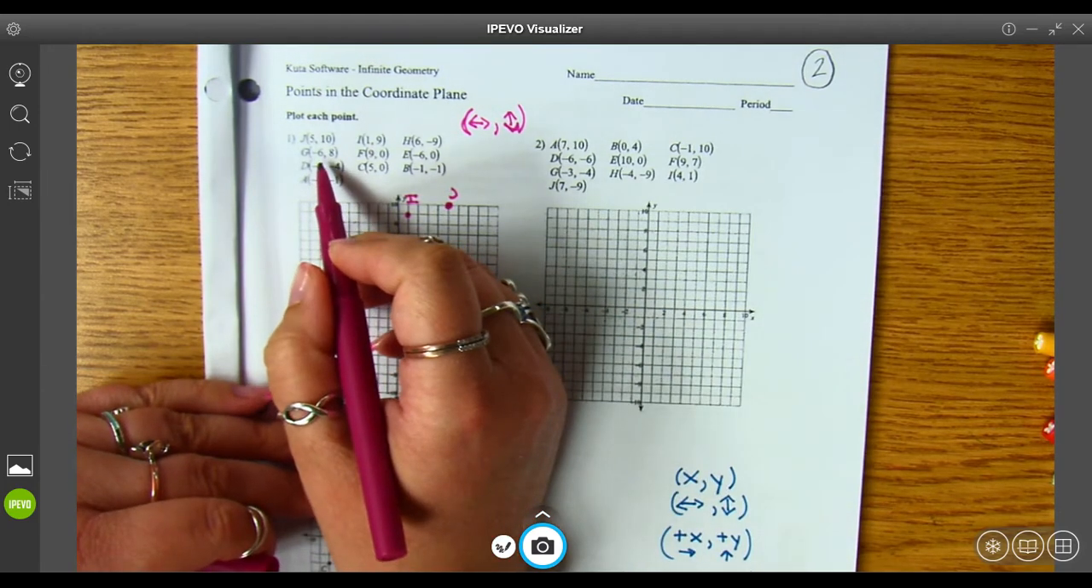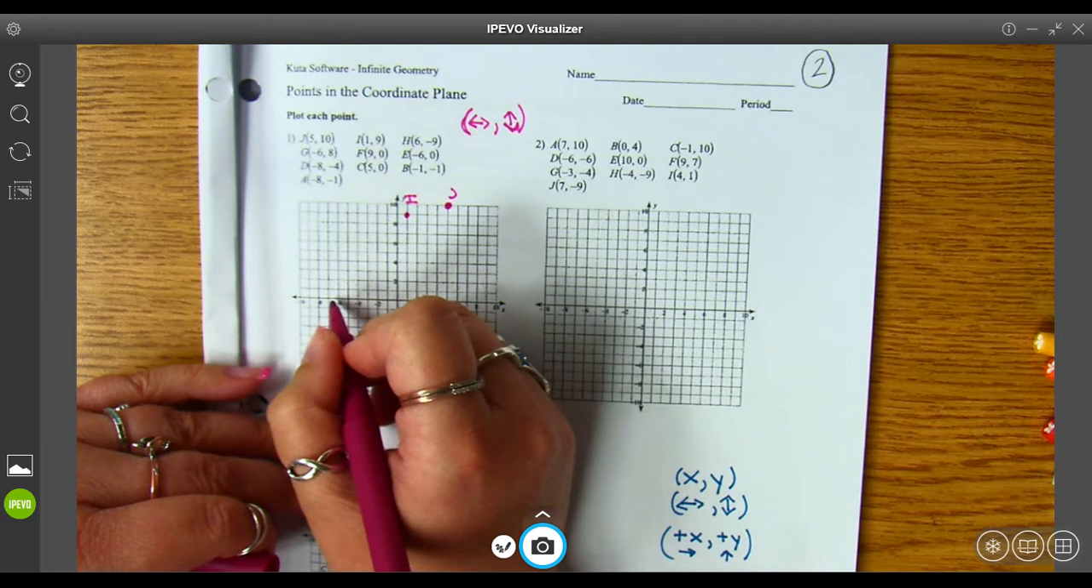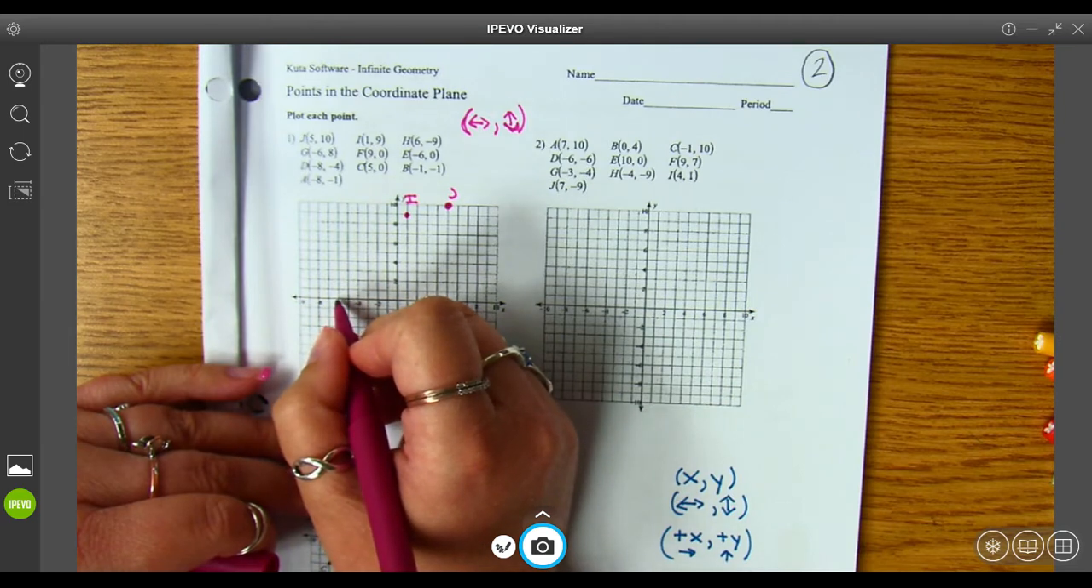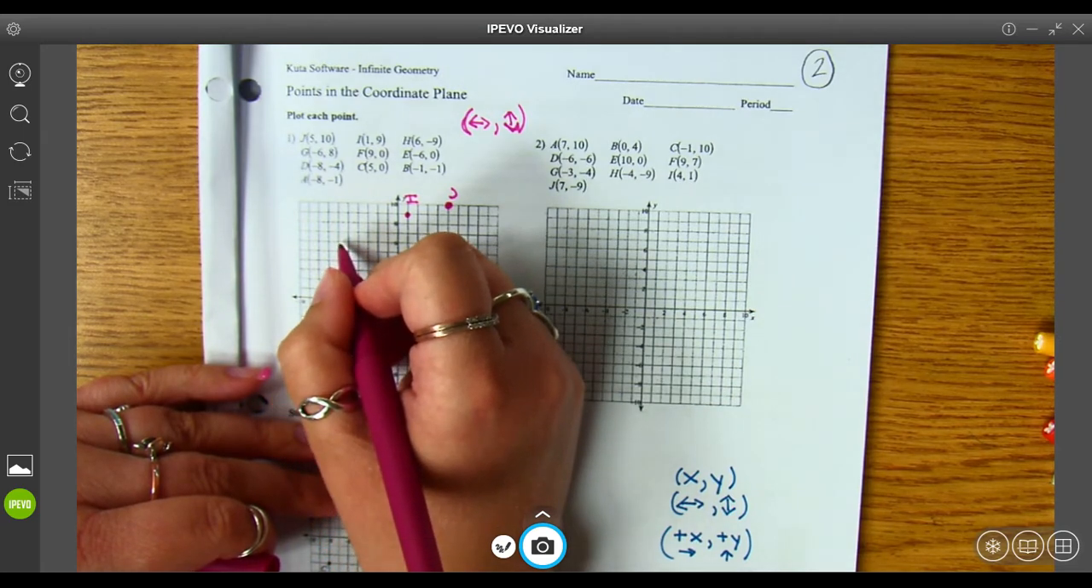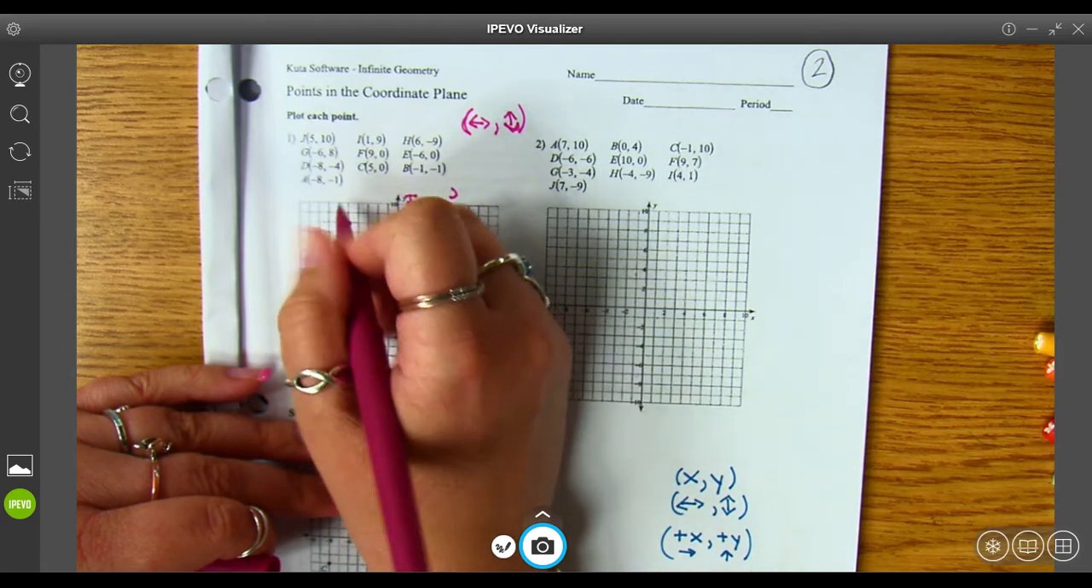This one is negative 6, 8. So when deciding right or left, a negative means, yeah, to the left. And then the second number is up or down. If it's positive, you got it. You should go up that much. And we label that G.